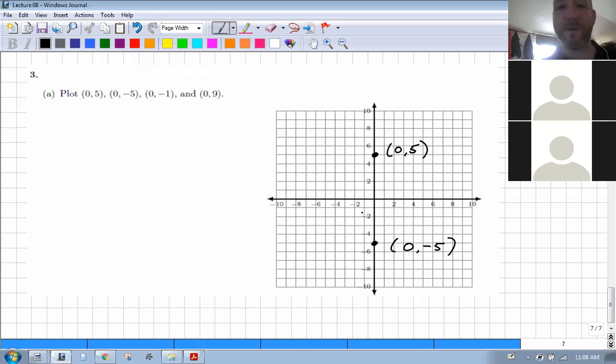0, -1. We don't go left or right, we just go down 1. And 0, 9. We don't go left or right, we go up 9. So all of these have zeros for the x coordinate. So they all lie on the y-axis.